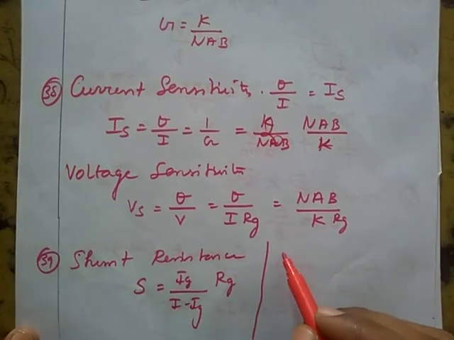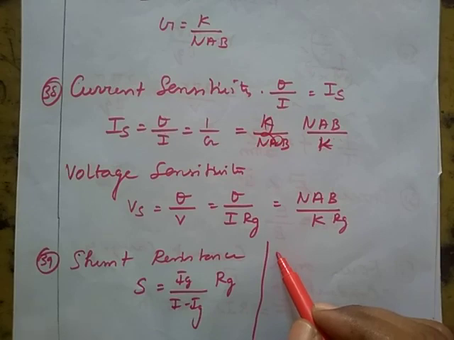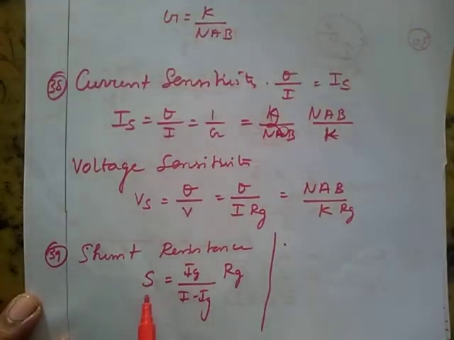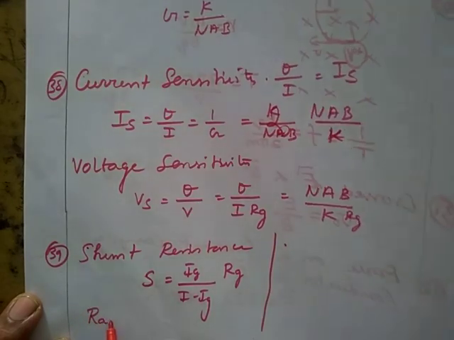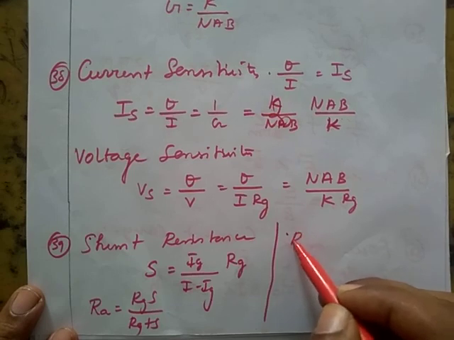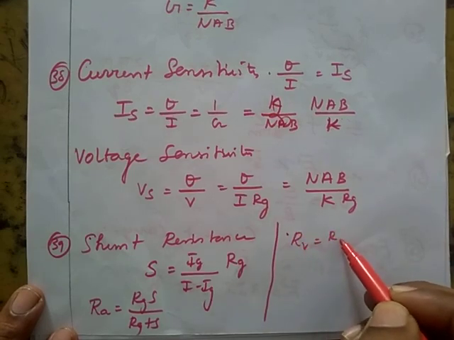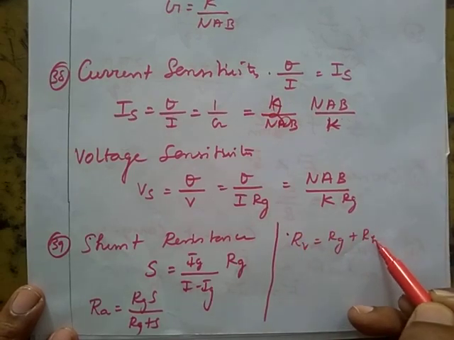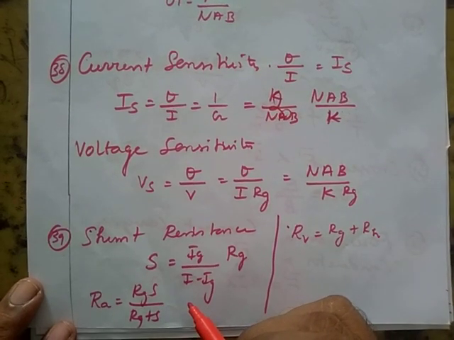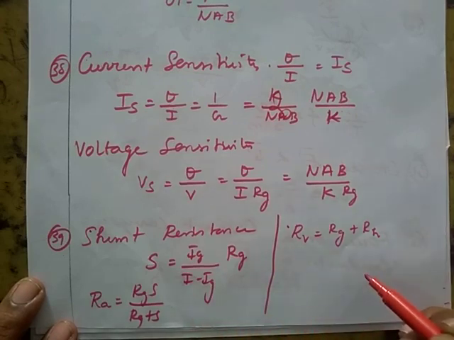Then for the ammeter, the effective resistance can be written as Ra is equal to Rg S by Rg plus S. For a voltmeter, the effective resistance is Rv is equal to Rg plus Rh. Here for an ideal ammeter, the resistance will be 0. For an ideal voltmeter, the resistance will be infinite.